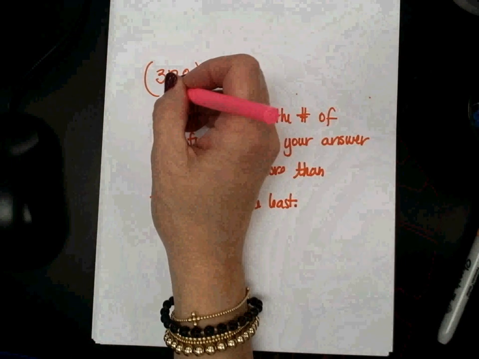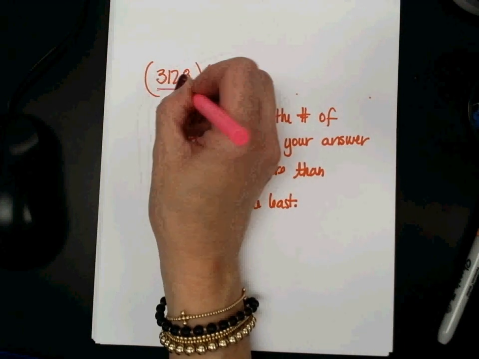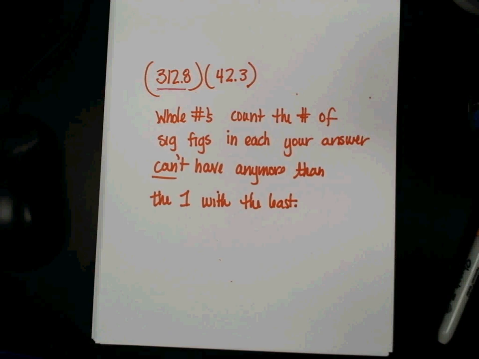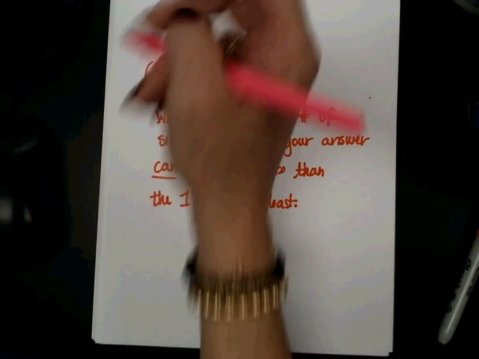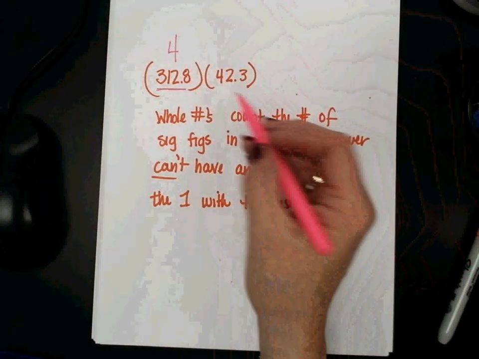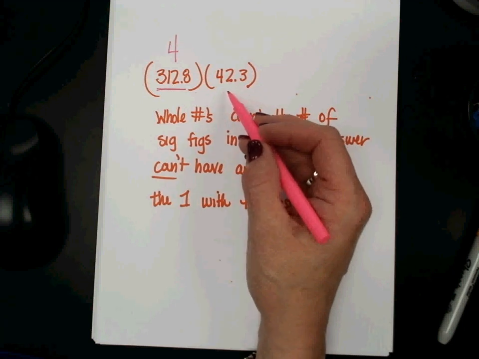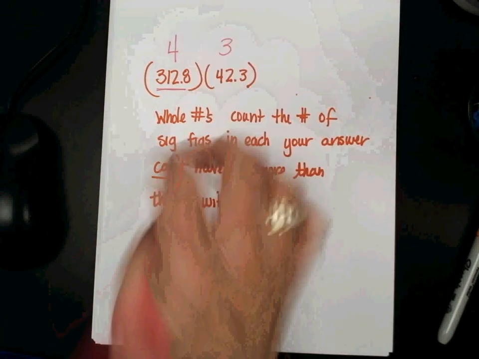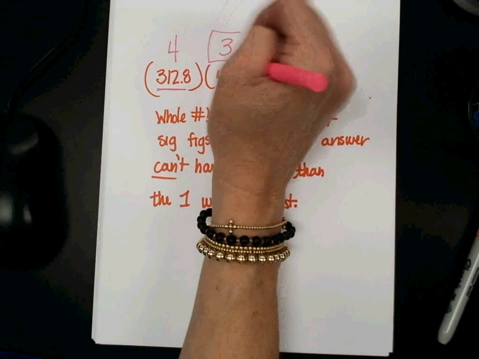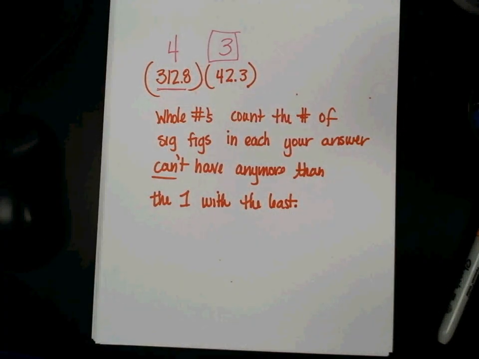I couldn't remember if we got to this or not. So when I look at this number, 312.8, how many sig figs do I have? 4. I've got 4 here. 42.3, I didn't give you any zeros. I was nice. Has how many, Bailey? 3. And then I go, okay, which one's less? 3 is less. My answer can only have 3 sig figs.